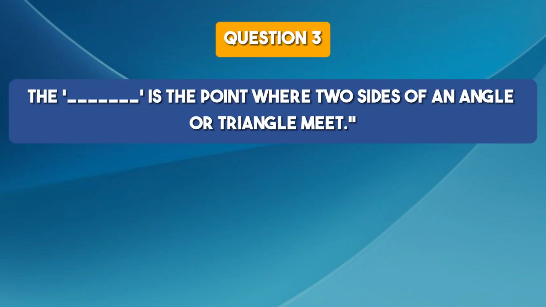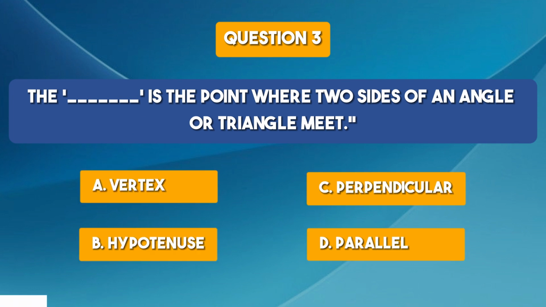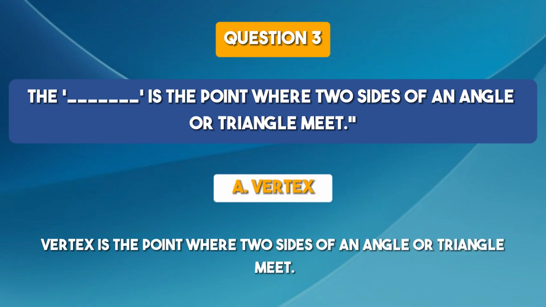Moving on. Question 3 is the point where two sides of an angle or triangle meet. The correct answer is A, vertex. Vertex is the point where two sides of an angle or triangle meet.